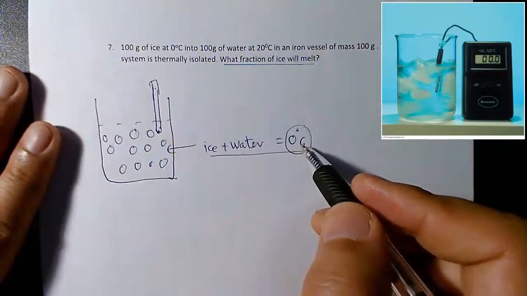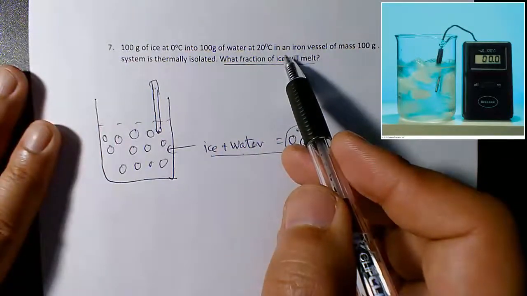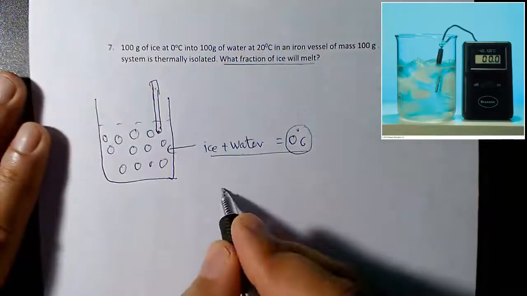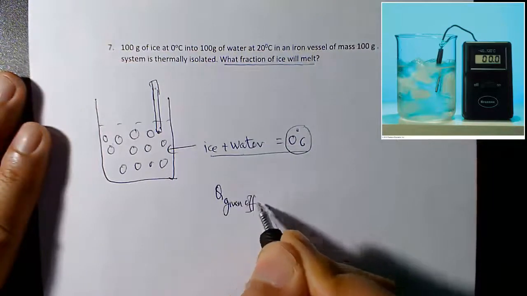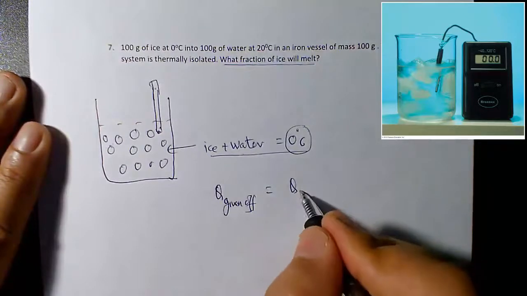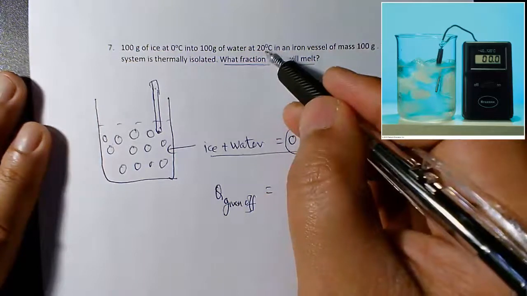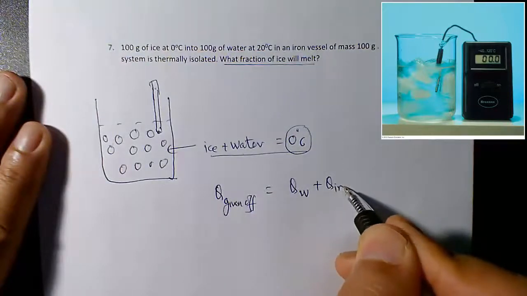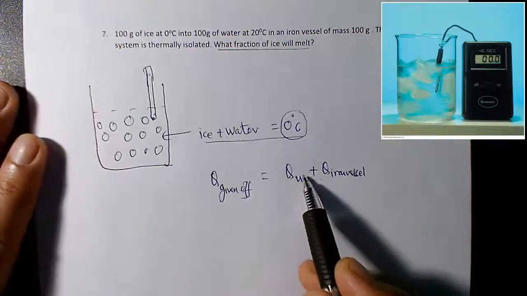Then first we have to check the ratio: how much heat will be given off by the hot object and how much heat will be absorbed by the ice. So first, heat given off by the hot object. Here the hot object is Q of water, because water is hot compared to ice, since water is at 20 degrees Celsius. And the iron vessel, the cup. These two objects are hot, so they will give off heat.